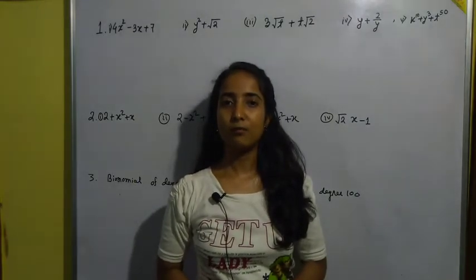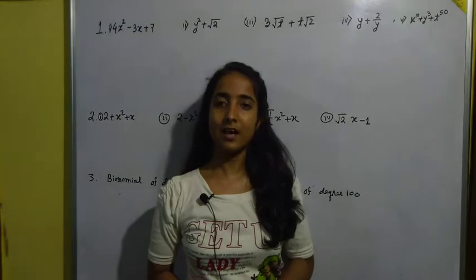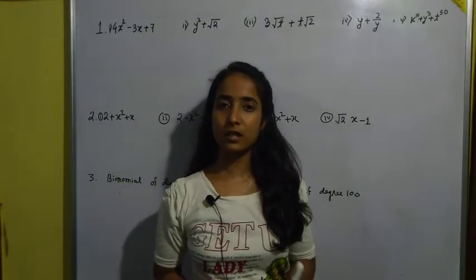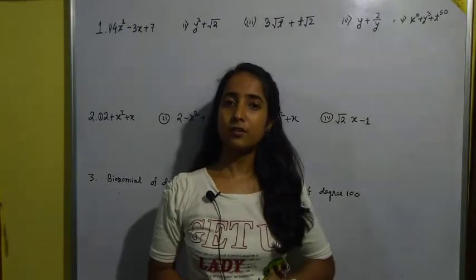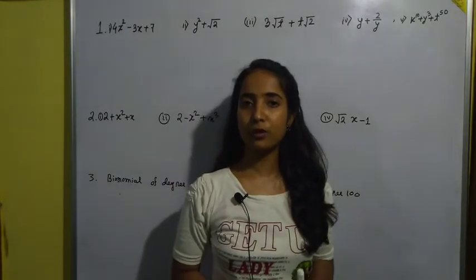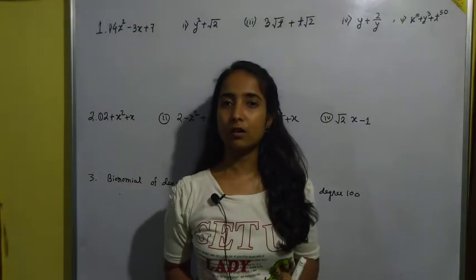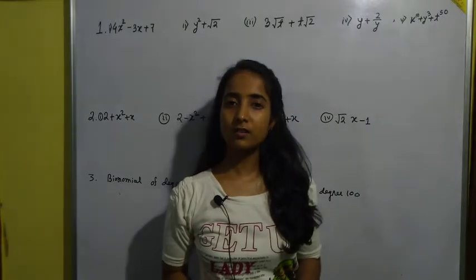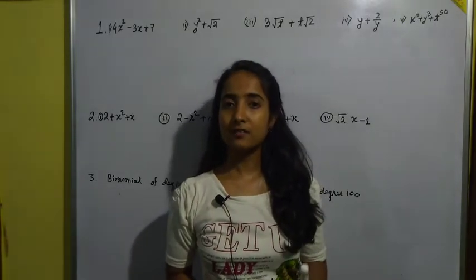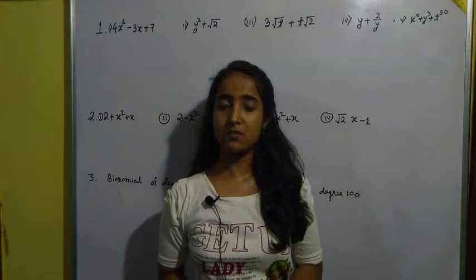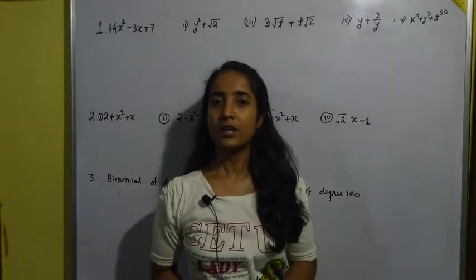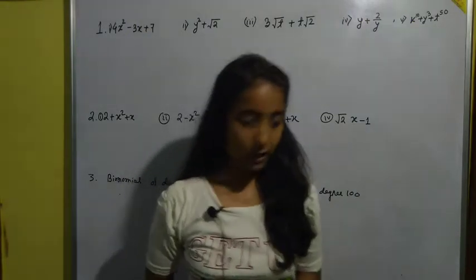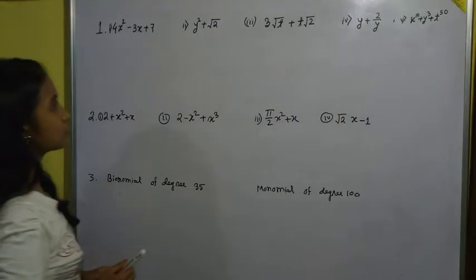We are discussing your second chapter, polynomials, and we have already discussed a lot of basic things related to polynomials. That means the definition of a polynomial, types of polynomials, and different factors related to a polynomial. Today we are going to discuss your first exercise of the second chapter, that means exercise 2.1. In exercise 2.1 there are a lot of questions. Today we are going to discuss all of these questions.